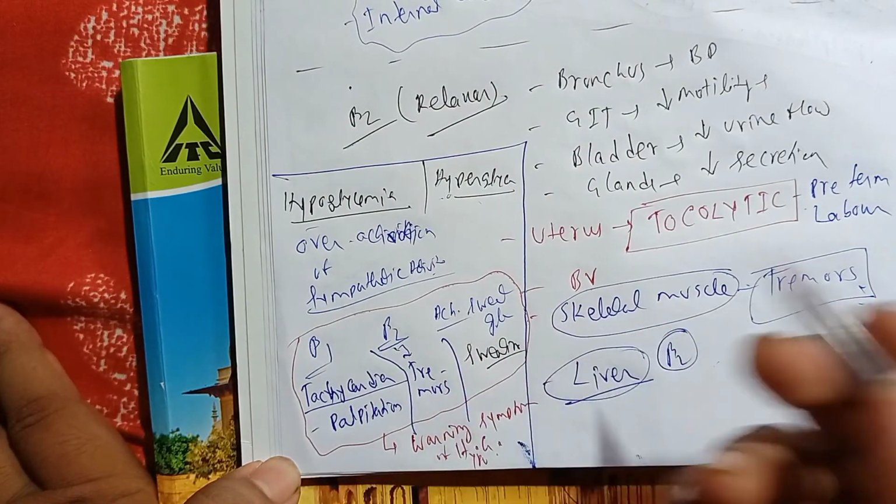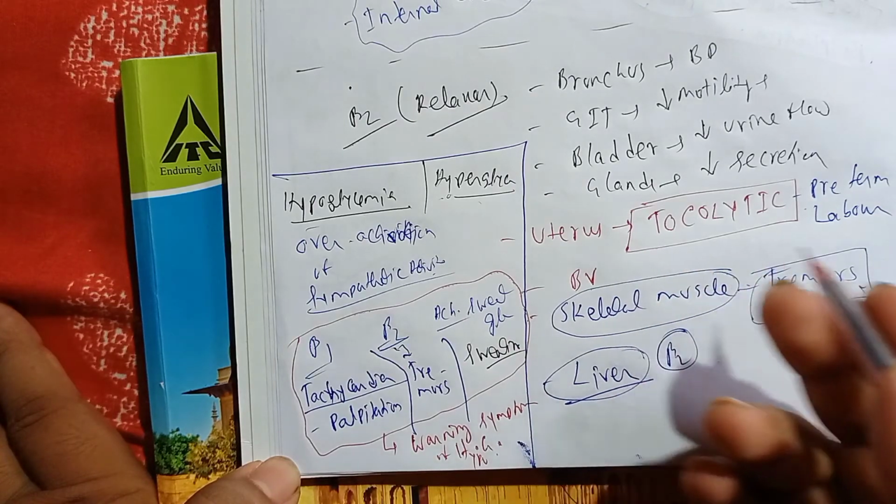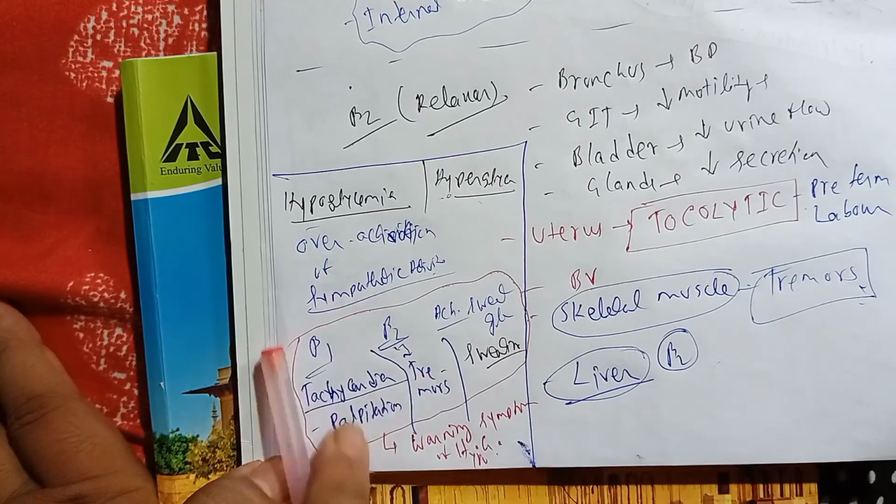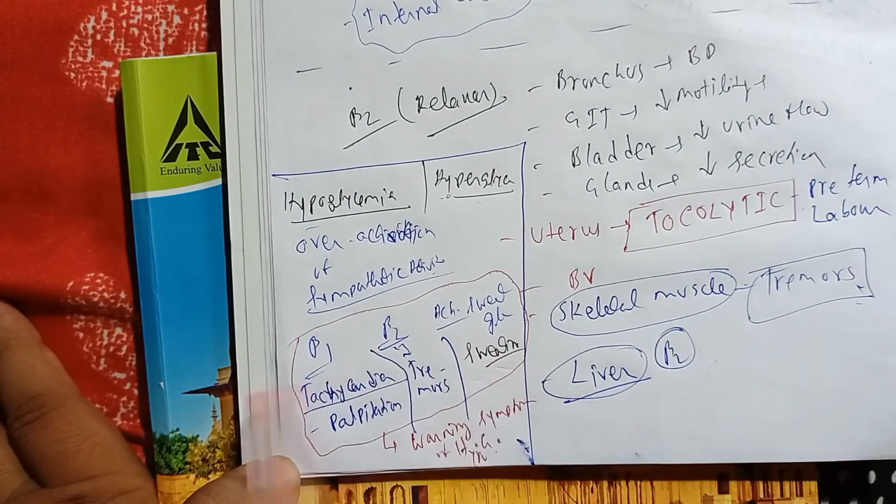So this is the question. This question may come: which of the following symptoms will appear even after giving beta blockers in case of hypoglycemic patients? That will be only the sweating here.